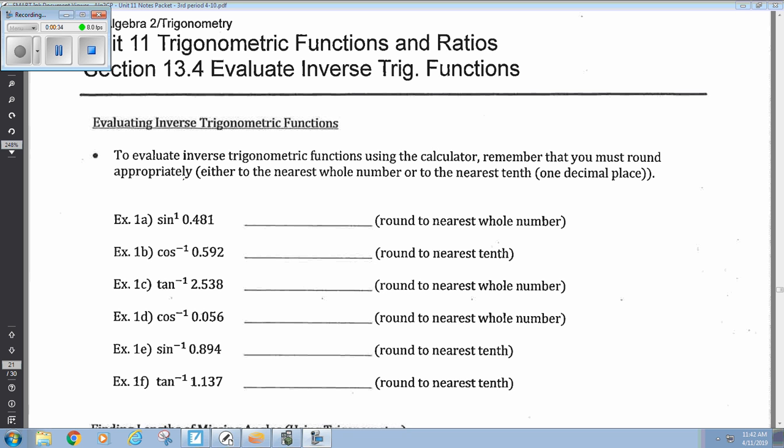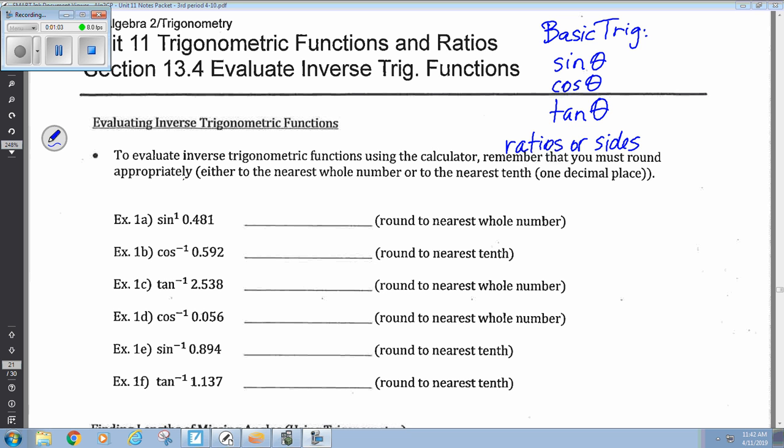So at this particular point, we worked with the basic trig functions. The basic trig functions are sine, cosine, tangent, cosecant, secant, cotangent. We use the basic trig functions when we are working with a right triangle or finding a side. So if we're writing ratios or finding sides, that's when we use the basic trig function.